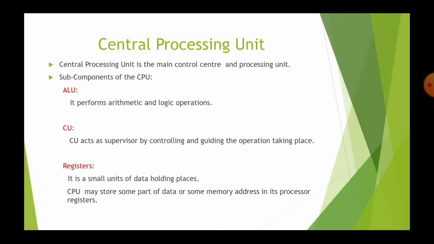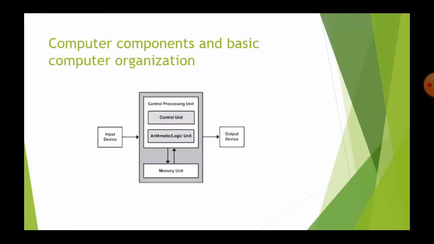So what are the central processing unit components we have seen? ALU, control unit and memory unit. ALU means it will perform both arithmetic and logical operations. Control unit means it will supervise the operations taking place. And a register is a small place for holding the data. Okay.